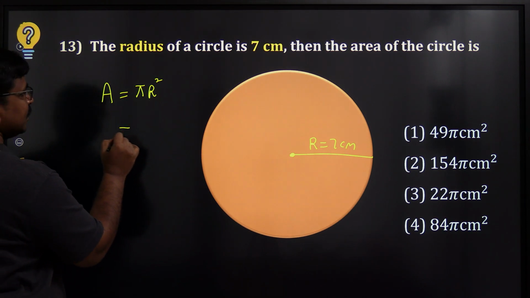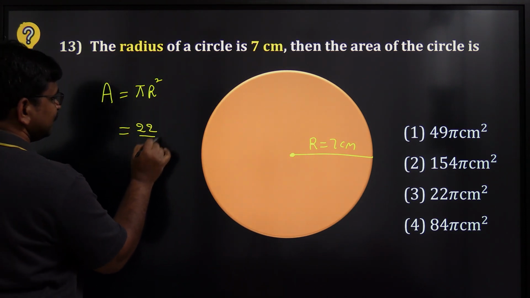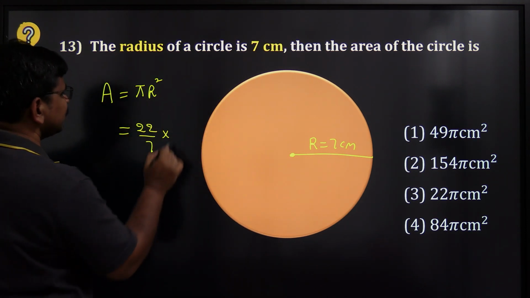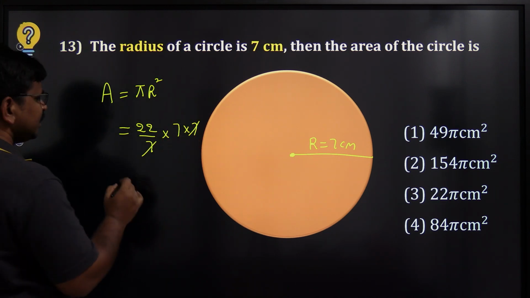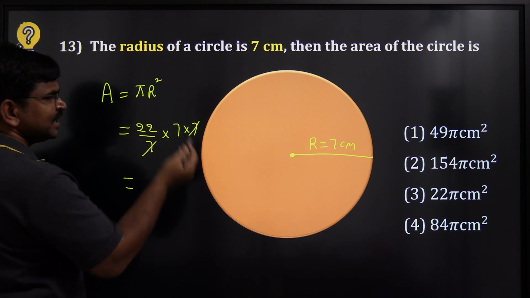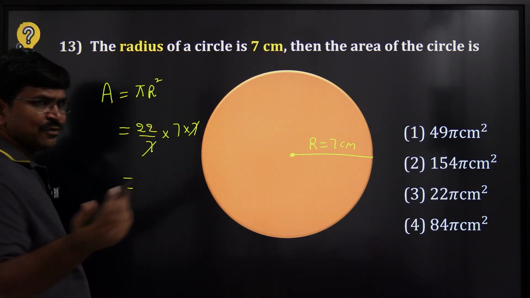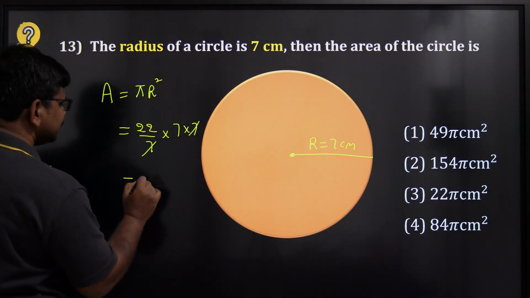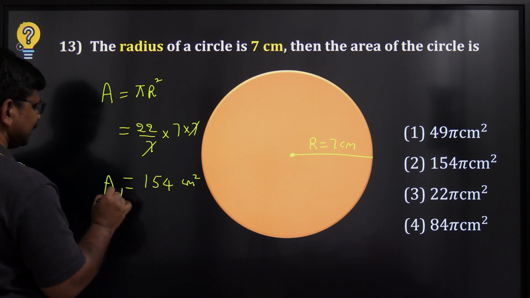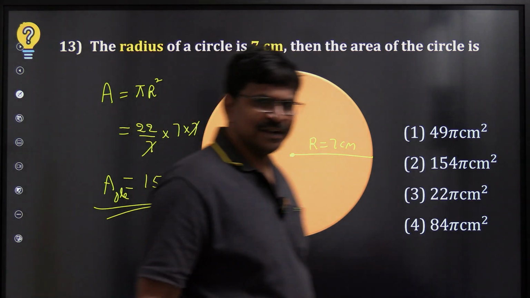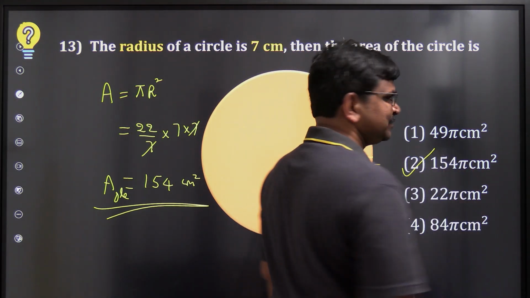And now 22/7. What is r? R is 7. So 7 square, 7 into 7. 7 and 7 cancel. 22 into 7: 20 into 7 is 140, 2 into 7 is 14. 140 plus 14 is 154 centimeter square. This is the area of the circle. So 154 is the answer.